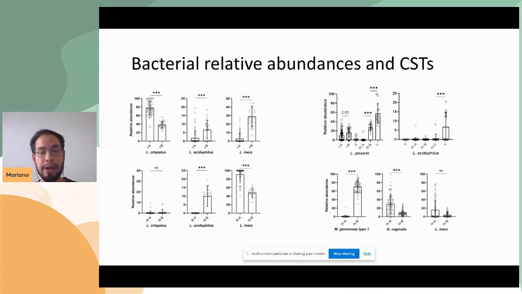For CST IV-A and B, we found an increase in abundance of Megasphaera genomosp type 1 in the B subgroup when compared to the A subgroup, and a significantly lower abundance of Gardnerella vaginalis in CST IV-B when compared to IV-A.